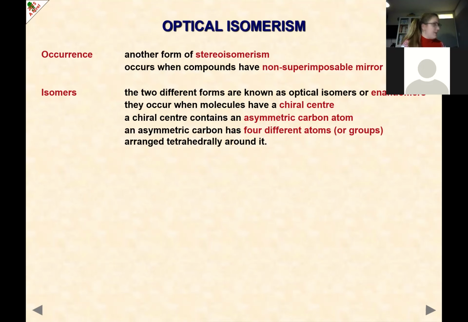You basically get two forms of these optical isomers, and we call them enantiomers. They occur when we have a chiral center. If we recap, a chiral center is a carbon in the middle that has 4 different groups attached to it. It is also an asymmetric carbon atom.